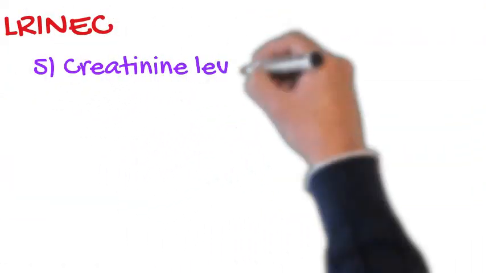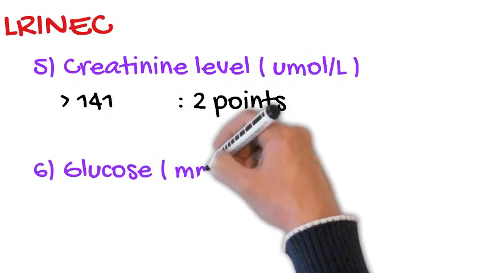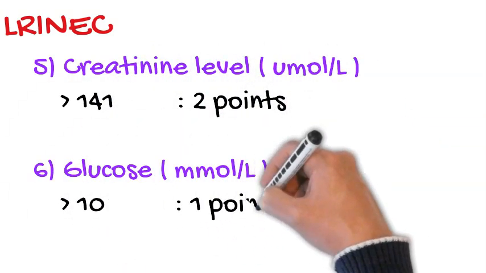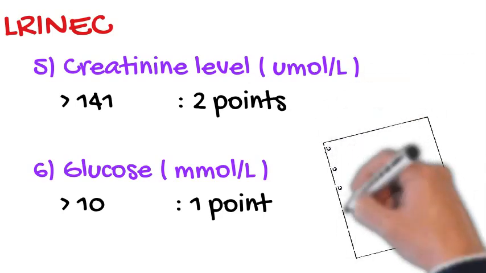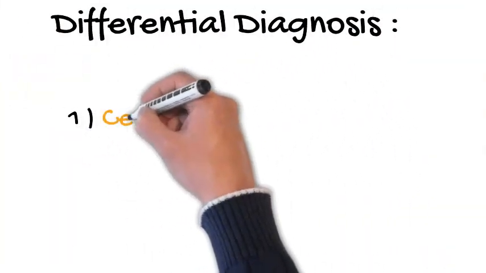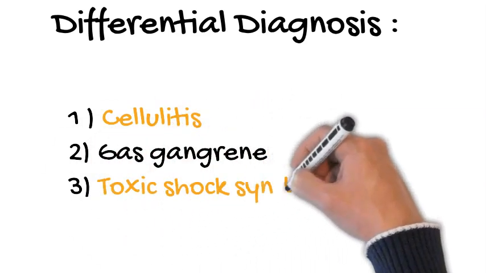5. Creatinine, micromole per liter. If the creatinine level is more than 141, we give 2 points. And lastly, glucose in millimole per liter. If glucose is more than 10, we give 1 point to the patient. Whatever it is, the diagnosis of necrotizing fasciitis is still a clinical one.